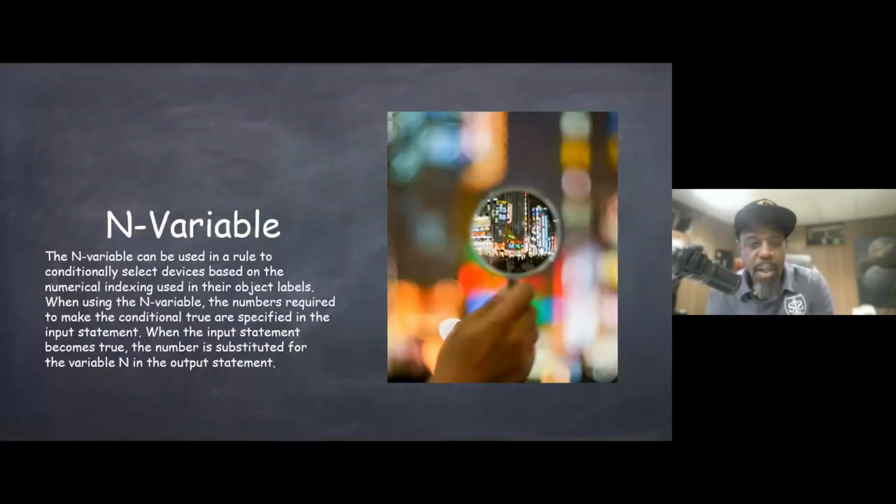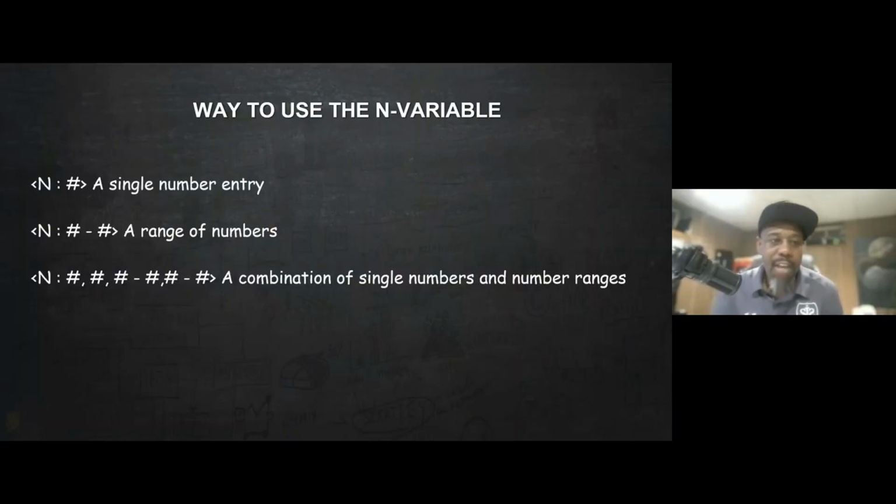So we're going to be using the n variable. So what is the n variable? The n variable can be used in a rule to conditionally select devices based on a numerical index used in their object label. When using the n variable, the numbers required to make the conditional true are specified on the input side. When the input statement becomes true, the number that is substituted for the variable on the output side also activates. So here's some ways you can use the n variable.